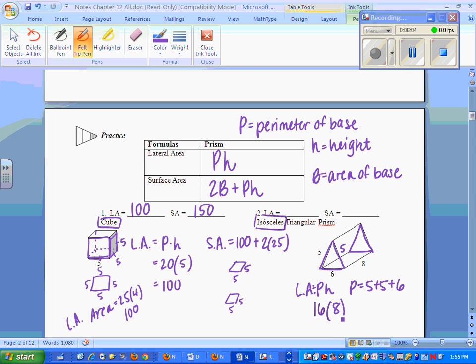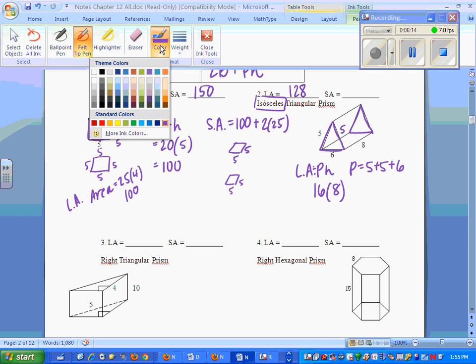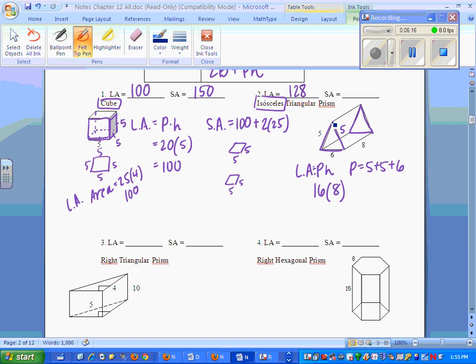So 16 times 8 is 128. And for my surface area, I'm going to have to find the area of the base. Now remember from last unit, I do need the height here, so I'm going to have to draw it in. Okay, I do know this is isosceles, so this is going to be a 3, 4, 5 triangle. Now my height is 4.